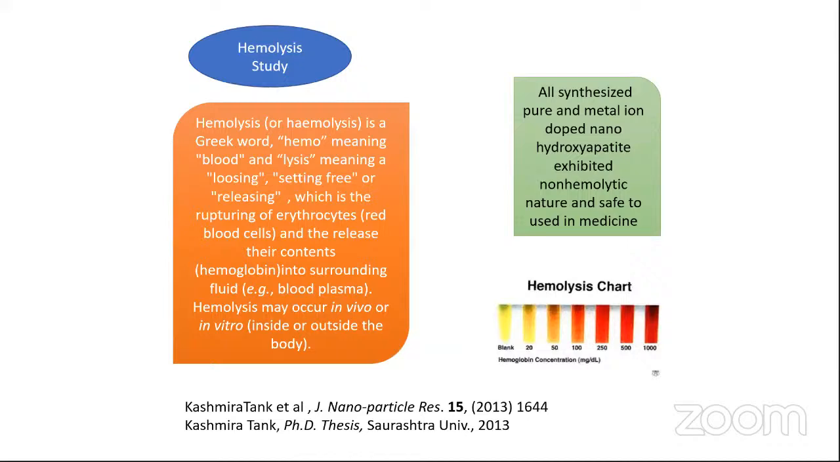So red blood cells, whenever they are ruptured, release their content. It is released in the surrounding fluid, that is the blood plasma. So hemolysis may occur in vivo or in vitro, inside or outside the body. The toxicity of a material is studied by using one aspect of hemolysis. All synthesized pure and metal ion doped nanohydroxyapatite exhibited non-hemolytic nature and are safe to be used in medicine.